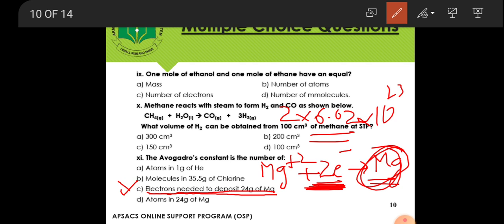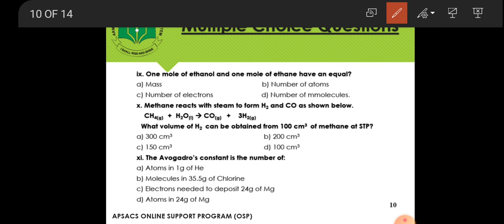In C part, they are telling that Avogadro number of electrons is needed to deposit 24 gram of magnesium. It is not the Avogadro number, it is the Avogadro number multiplied by 2. So students, C part is also the wrong answer.